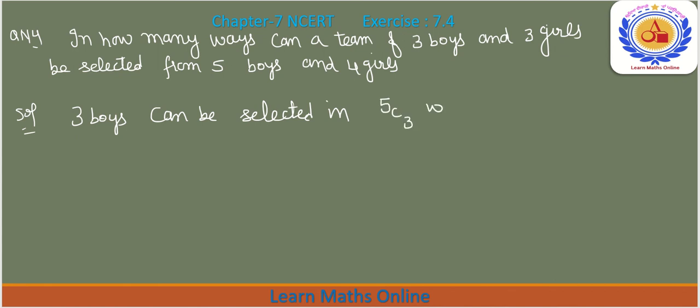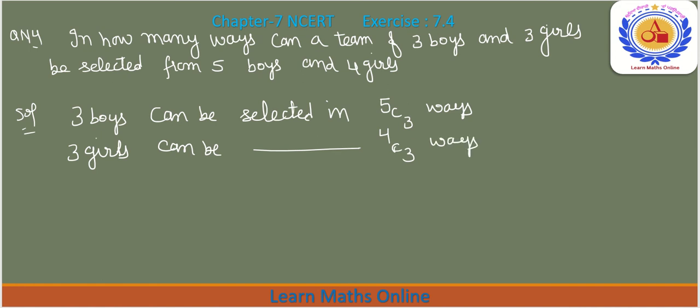5C3 ways. And 3 girls can be selected in how many ways? Total number of girls are 4, so it means 4C3 ways, in 4C3 ways.